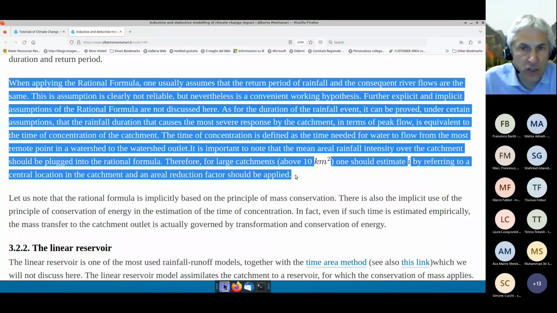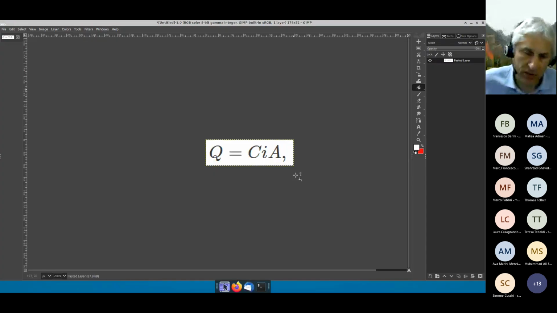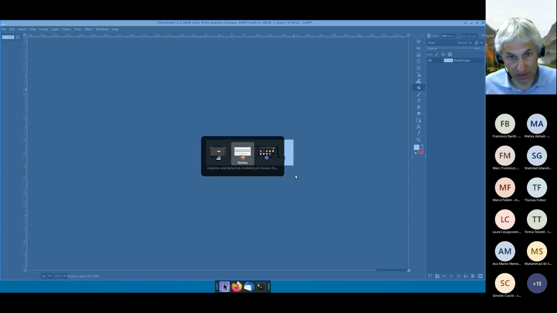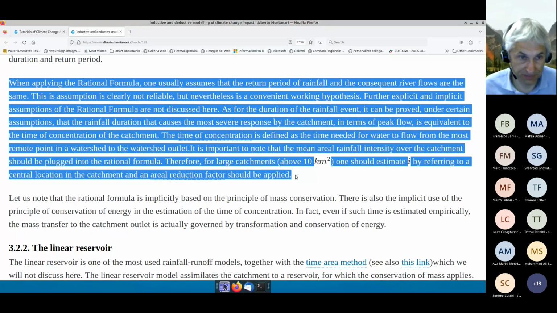So if you look at the rational formula here, I go back to the expression of the rational formula. It can be demonstrated that if you take this kind of relationship between a river flow and rainfall, we are implicitly assuming that the return period of the two quantities, peak flow and rainfall, is the same. Okay, and this is what is stated here. So the rational formula assumes that you have the same return period.